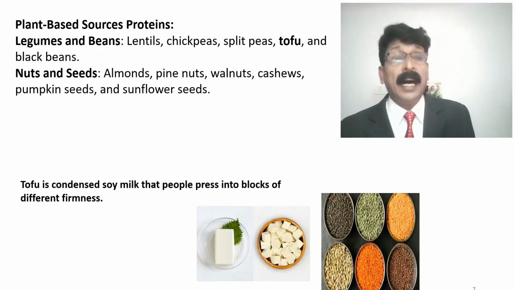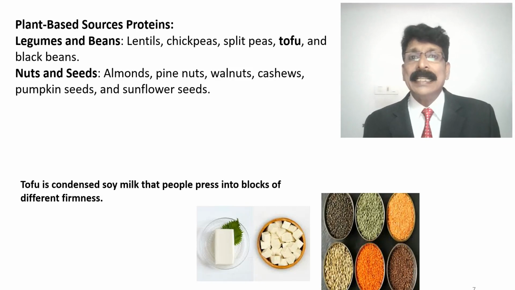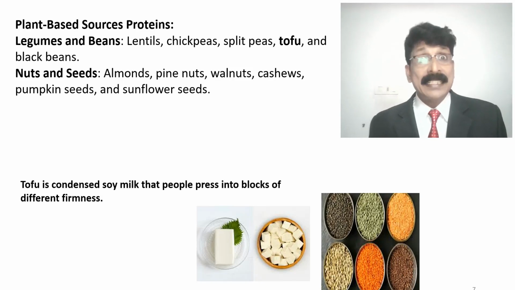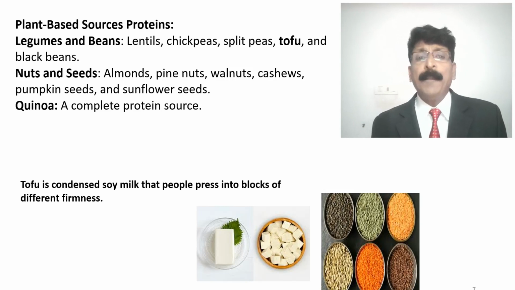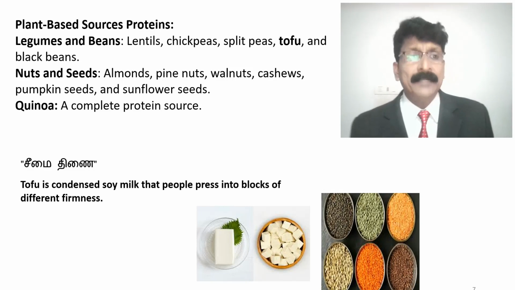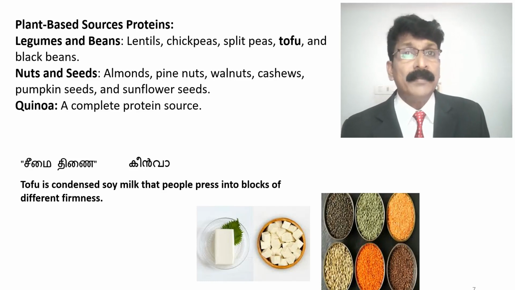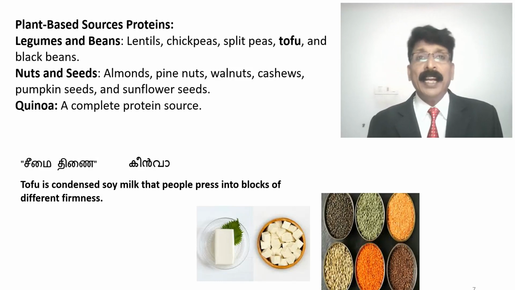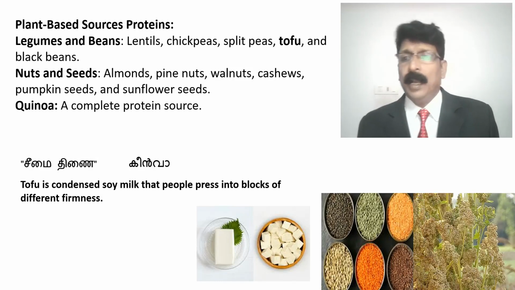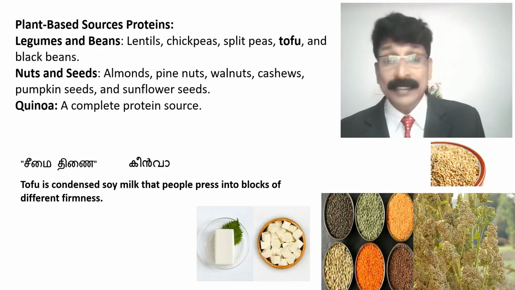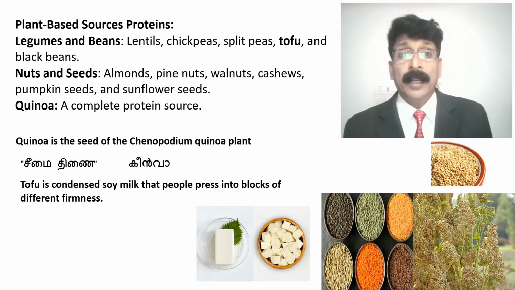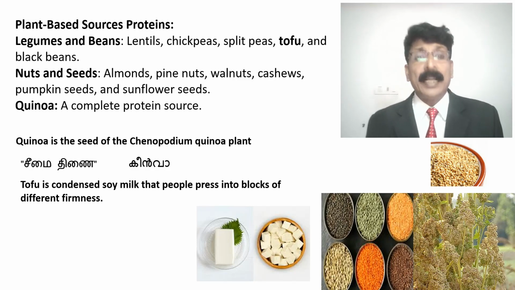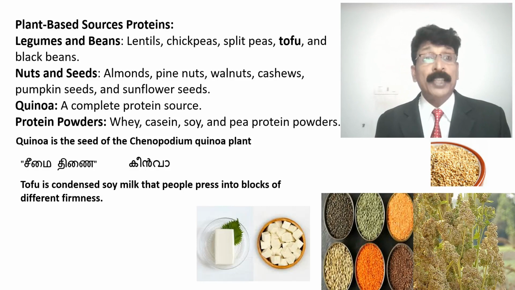Nuts and seeds: almonds, pine nuts, walnuts, cashew nuts, pumpkin seeds and sunflower seeds. Quinoa, a complete protein source. In Tamil it is called seemai thinai. In Malayalam, quinoa. Even in English also, it's quinoa. This is the plant with the grain or the seed, and these are the quinoa seeds. Quinoa is a seed of the Chenopodium quinoa plant. So the quinoa plant is a very good complete source of protein.